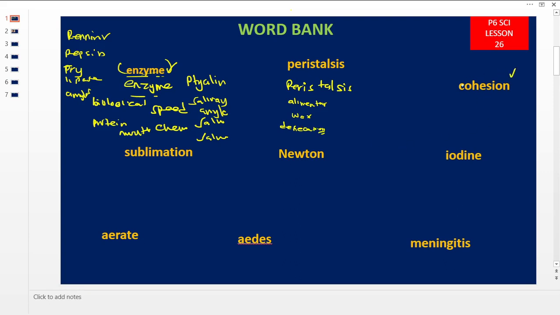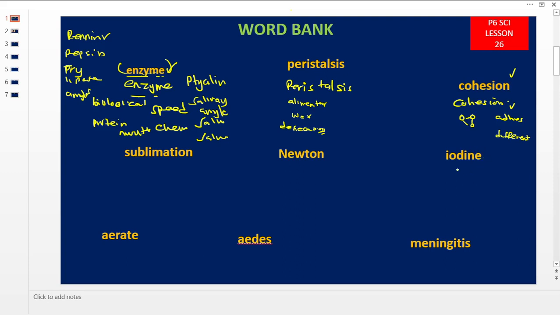Okay, let us get another word here. This word is cohesion. What is this word? The word is cohesion. Do you remember its meaning? Oh, good of you. We say that cohesion is the forces of attraction between molecules of the same substance. The opposite is adhesion, between molecules of different substances.